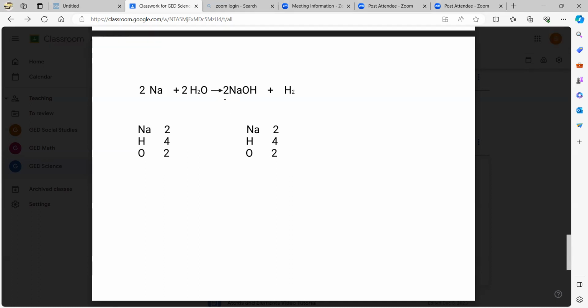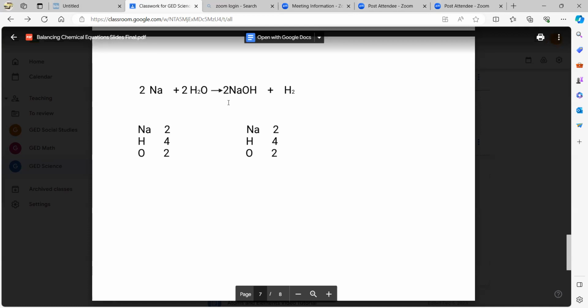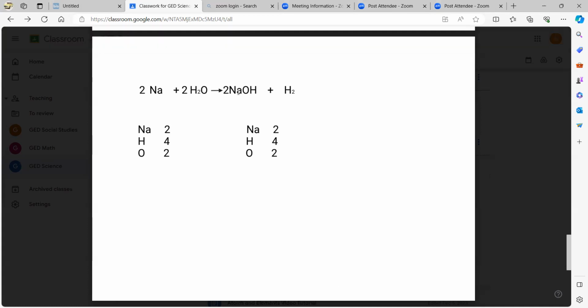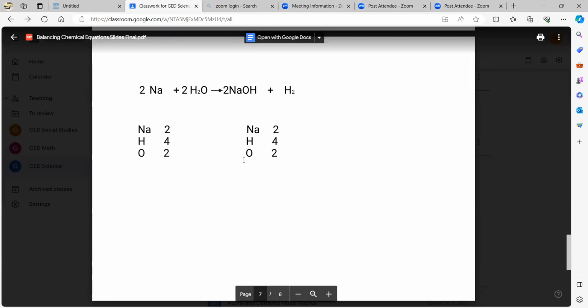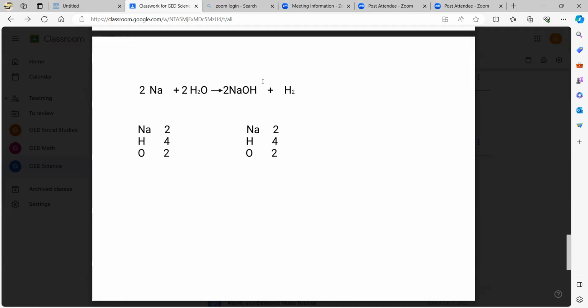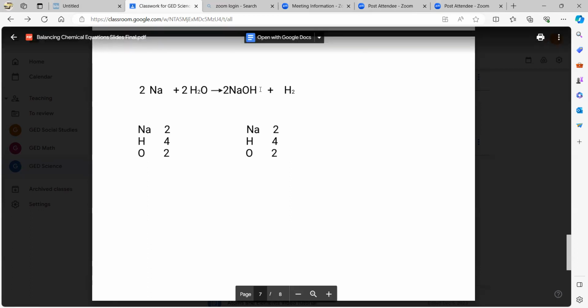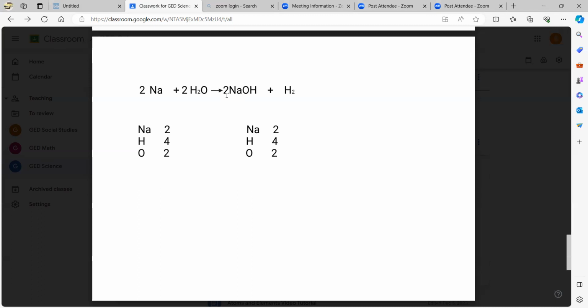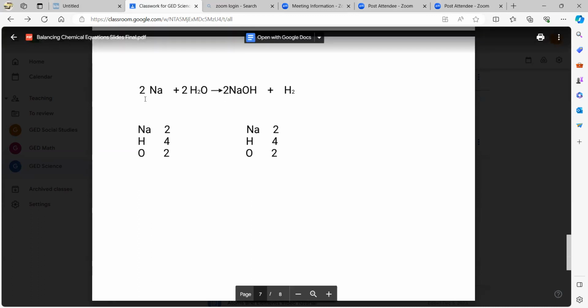Well, I'm going to try putting a 2 here and see what happens. Now remember, this 2 applies to everything in the molecule. So 2 times 1 for my sodiums gives me 2 sodiums. 2 times 1 for my oxygens gives me 2 oxygens. 2 times 1 for my hydrogens gives me 2 hydrogens here and 2 hydrogens here. 2 plus 2 equals 4. All right, so then I have a problem because now I have 2 sodiums over here, but until I put this 2 here, I only had 1 sodium over here. So I had to put a 2 here as well. 2 times 1 equals 2.